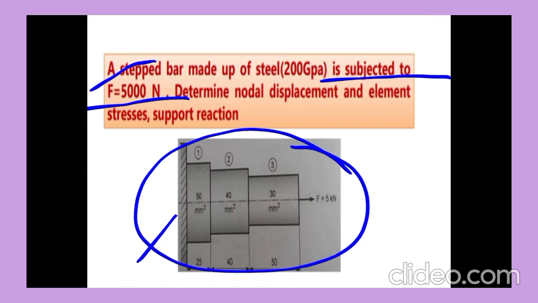Here you can see that all the dimensions related to area and length are given in mm and force is given in kilonewton. So in given data, first of all we will write the given dimensions. The given data is area A1 is equal to 50 mm square, A2 is equal to 40 mm square, A3 is equal to 30 mm square. Then L1 is equal to 25 mm, L2 is equal to 40 mm and L3 is equal to 50 mm.